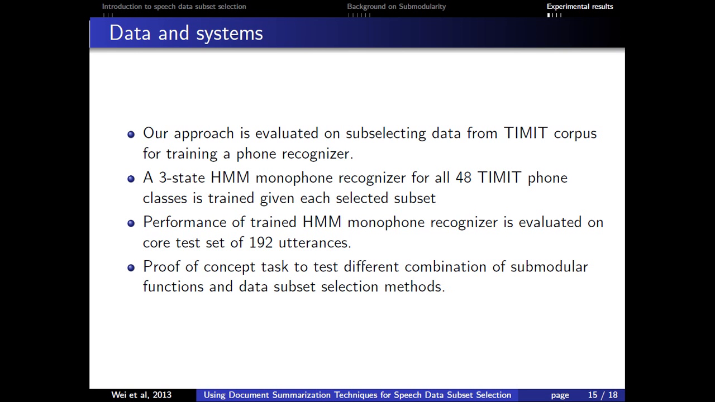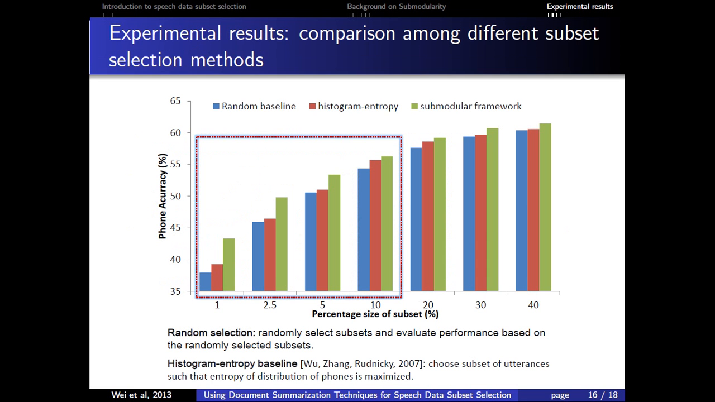We evaluate our approach on subselecting data from the TIMIT corpus, and for each selected subset, we train a 3-state hidden Markov model, and then the performance of the model is evaluated on the core test set of 192 utterances. As we can see on this plot, we compare our submodular framework against two different baseline methods. One is the random baseline. What it does is randomly select subsets and then evaluate performance based on the subset.